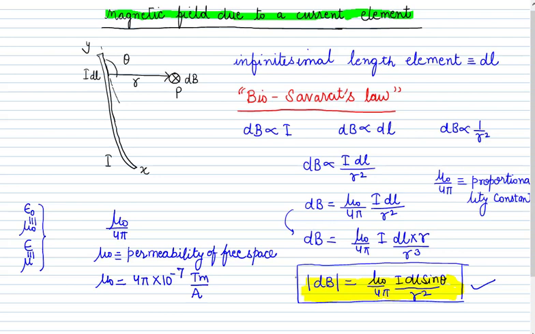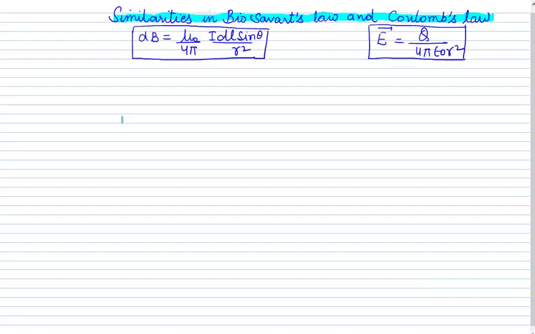And from this relation, you can also conclude that the magnetic field has very many similarities to the electric field. To calculate the electric field, we use Coulomb's law, and to calculate the magnetic field, we use Biot-Savart's law. So there is a similarity between Coulomb's law and Biot-Savart's law. If you want to look into the similarities between these two laws, on one hand I have written Biot-Savart's law and on the other hand I have written Coulomb's law. So let us find the similarities between these two laws.